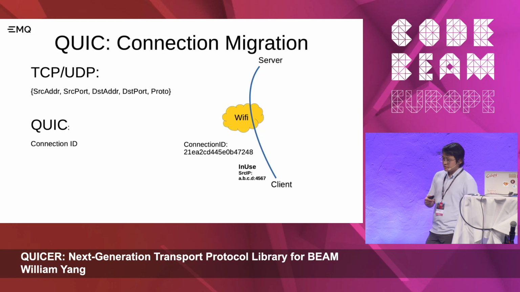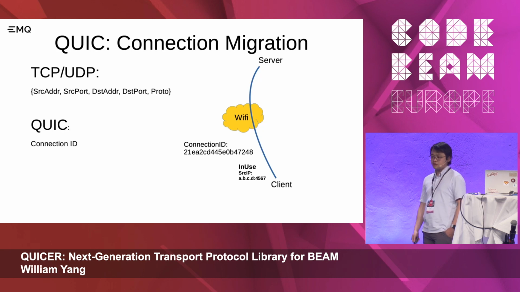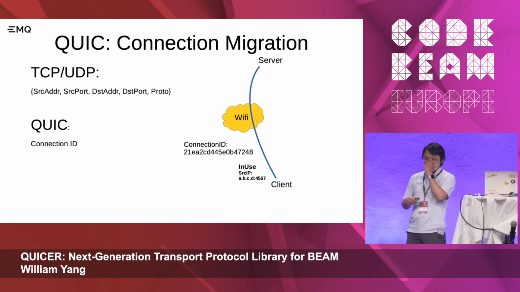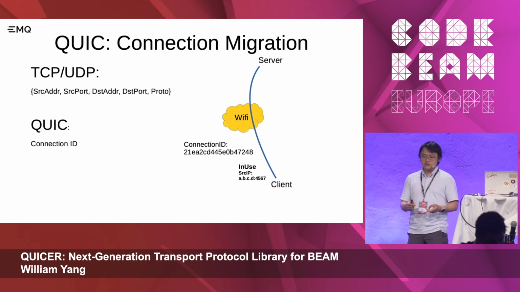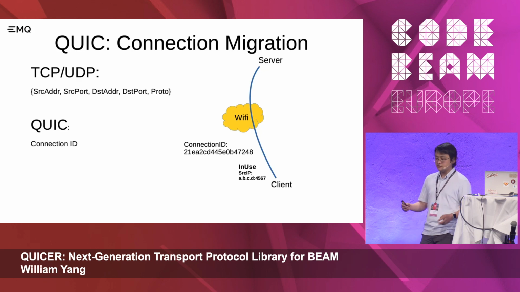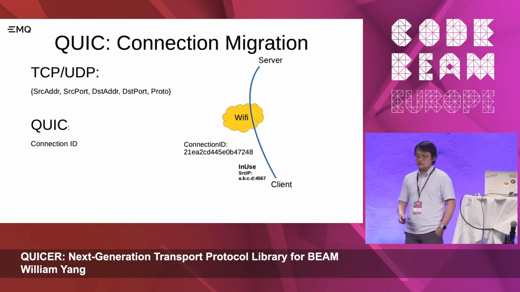QUIC also solves the connection issue with connection migration. Here I will talk about active migration. Because in TCP and UDP, you identify the pair with a 5-element tuple, as I showed you: the addresses, ports, destination, source, and the protocol, UDP or TCP. But in QUIC, we use a connection ID.